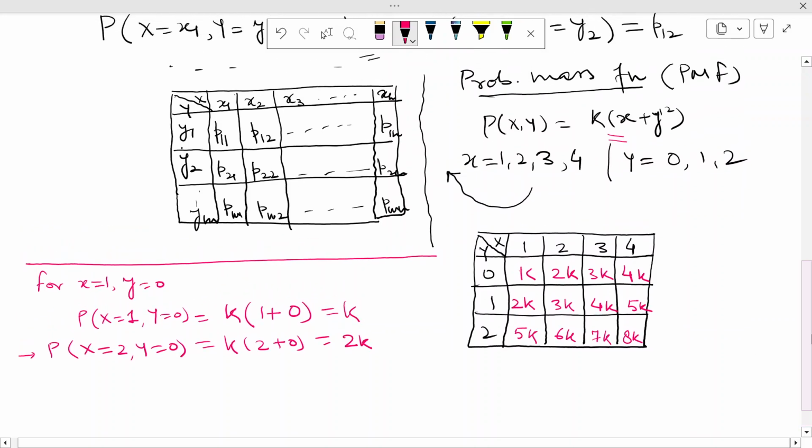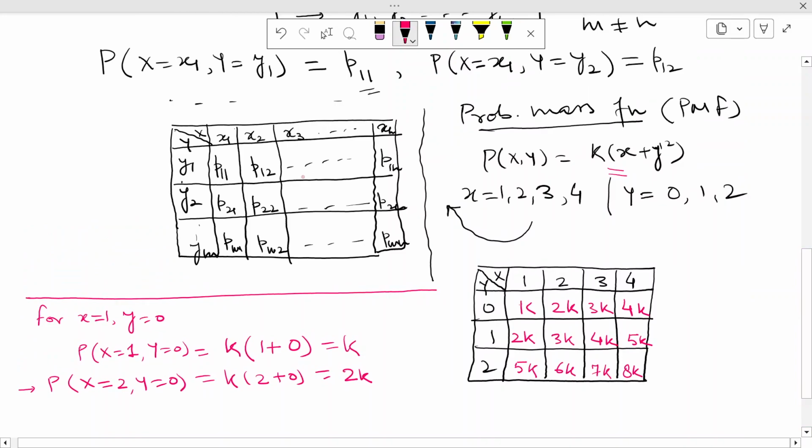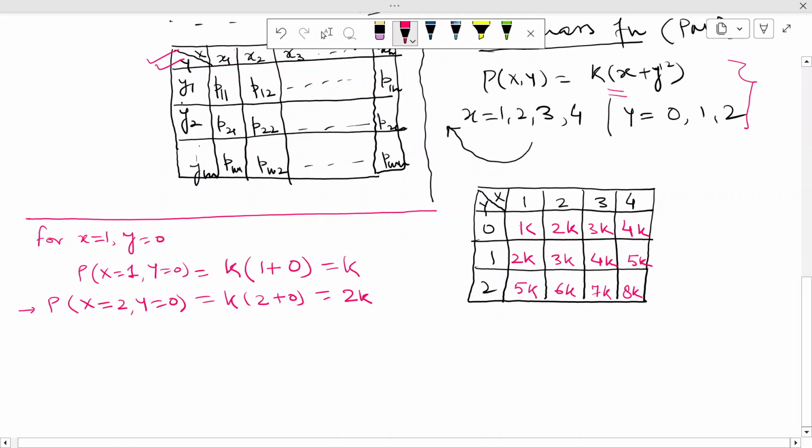So you can have either this table, or you may have this function along with the possible values of the random variables x and y. So you can make this table, right? Now we will discuss the properties of this table, which is the probability distribution here.